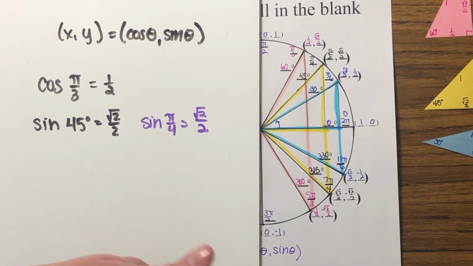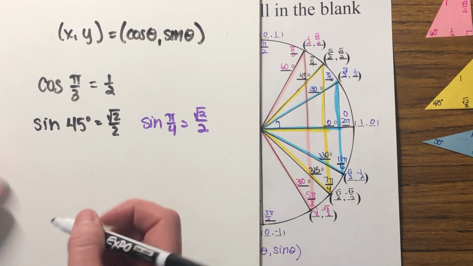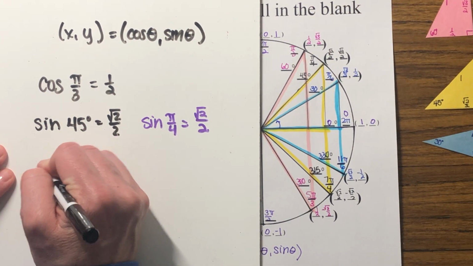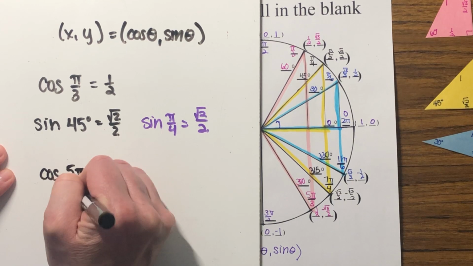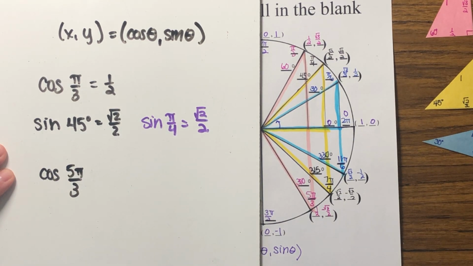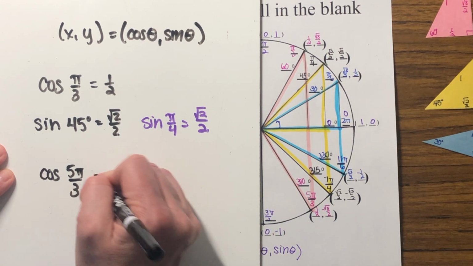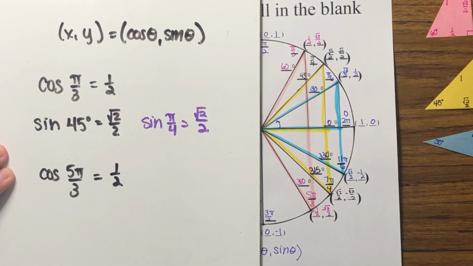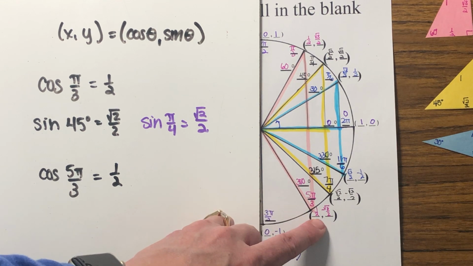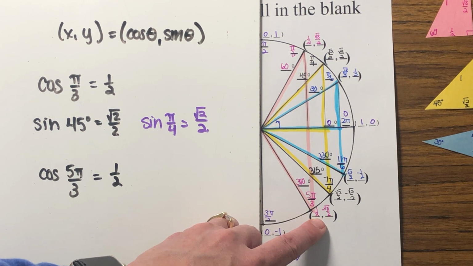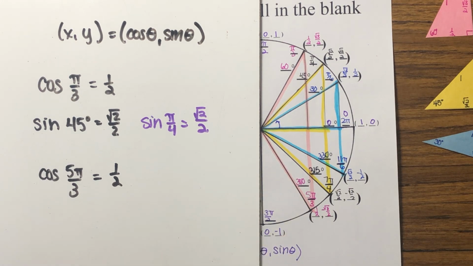Okay, since I only have the first and fourth quadrant on here, let's say I ask you for the cosine of 5 pi over 3. Take a second and see if you can find it. Did you get 1/2? Cosine is the x value, and at 5 pi over 3, the x value is 1/2. Okay, we can do that anywhere throughout the unit circle.